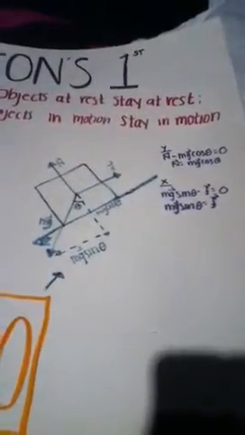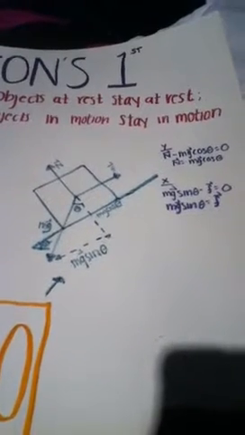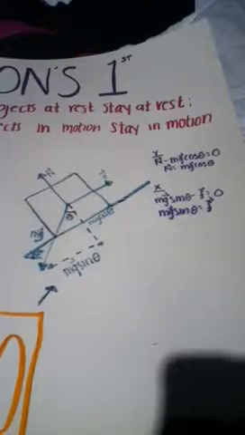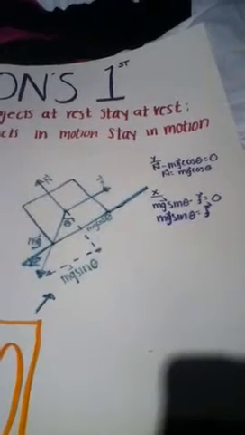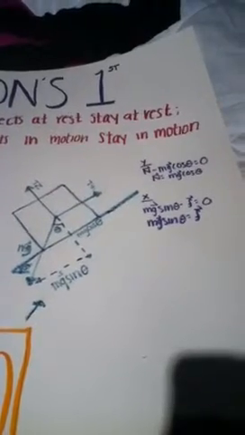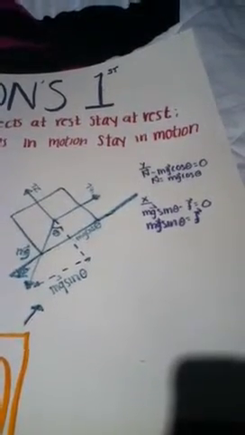the weight. In the second situation, there's an object at rest on an incline. In the y-axis, you have the normal minus mg cosine theta equals 0. In the x-axis, you have mg sine of theta minus friction equals 0.